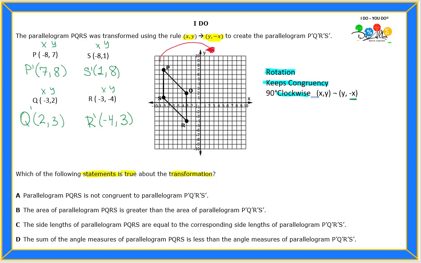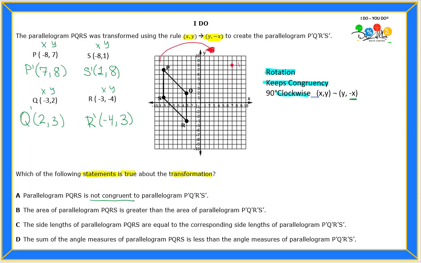The reason I want you to graph them is that, looking at the answer choices, I see one that says the parallelogram is not congruent. I know that's what my rule says, but I want to prove to you that the shape is not getting bigger or smaller. So let's grab those points. I have (7, 8). Hold on. (7, 8) will be right here.